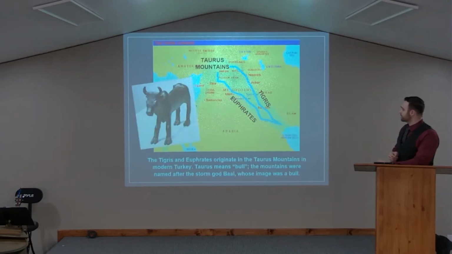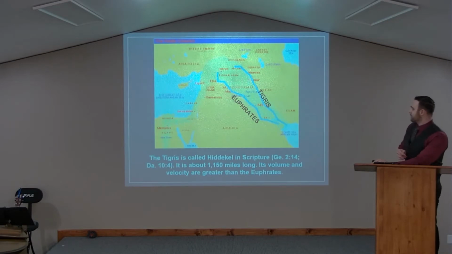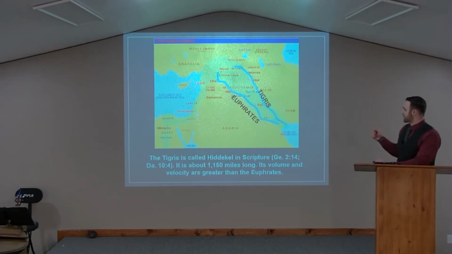They actually originate up here in the Taurus Mountains, and Taurus means bowl. The mountains were actually named after Baal, the god that the Israelites encountered through various idolatrous nations around them fairly frequently, and its image was a bowl. Also, according to Genesis 2, the Garden of Eden was somewhere right in here, right near the headwaters of the Tigris and the Euphrates. So in the Bible, the Tigris is called the Hiddekel, and it's about 1,150 miles long, and it has more water in it than the Euphrates does.